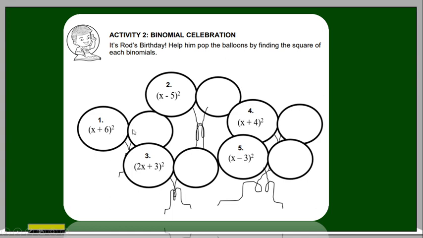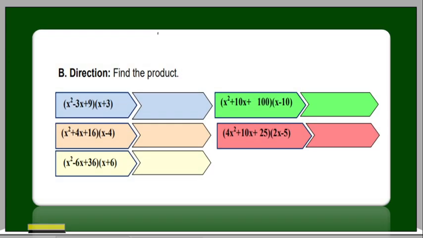Dito mo ilalagay sa circle dito. And then for number 2, number 3, number 4, and number 5. So, 5 lang yung sasagutan natin doon sa activity number 2, Binomial Celebration. And for letter B, find the product. So, ito ay doon sa lesson natin about doon sa trinomial multiplied by a binomial.